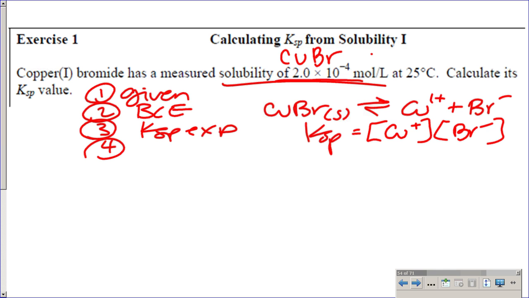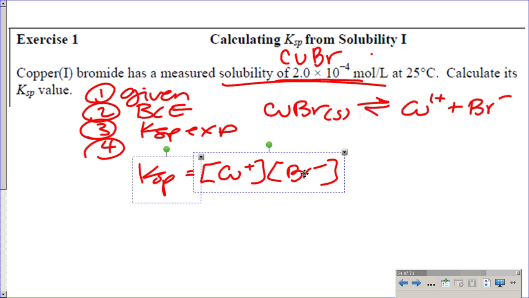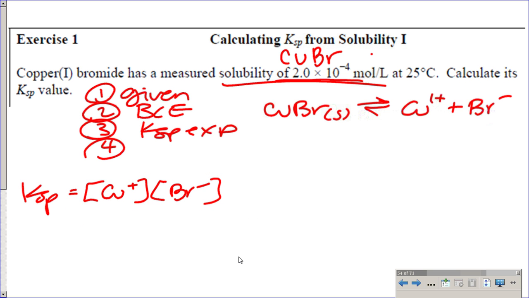And that value is what we need to find, right? I need to move this. I need some space. I try to not write my Ksp expression right underneath my BCE because I usually need my BCE for something else, like an ICE box. Initially, when you first pop that solid into solution, how many ions are there? None. Initially there's 0 of this and 0 of this. There's some amount of the solid, but who cares? It's solid, it's not relevant right now at all.